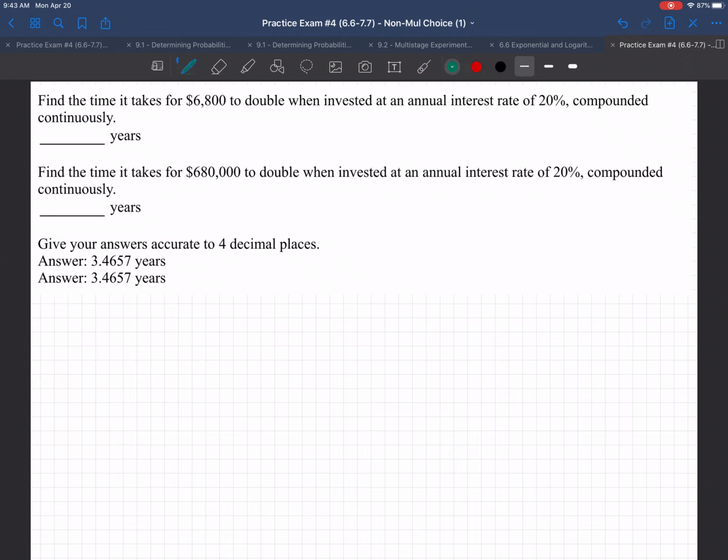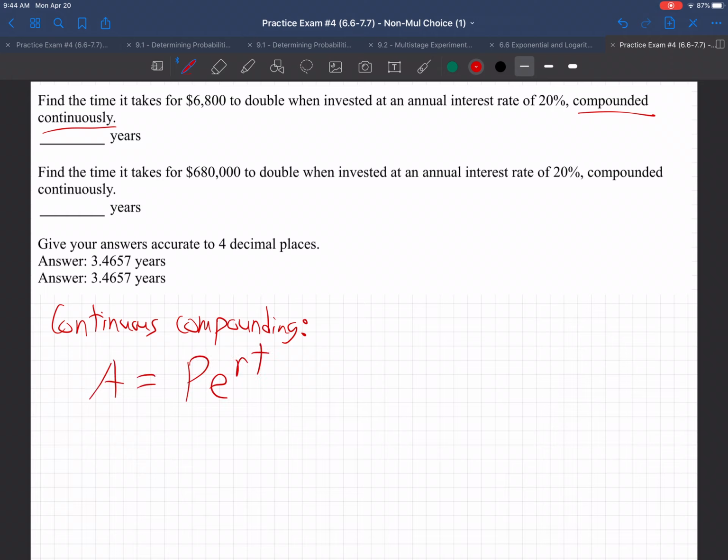So which formula are we going to use? It's compounded continuously. So for continuous compounding, we always use A equals P e to the RT, the PERT formula. We always use that.